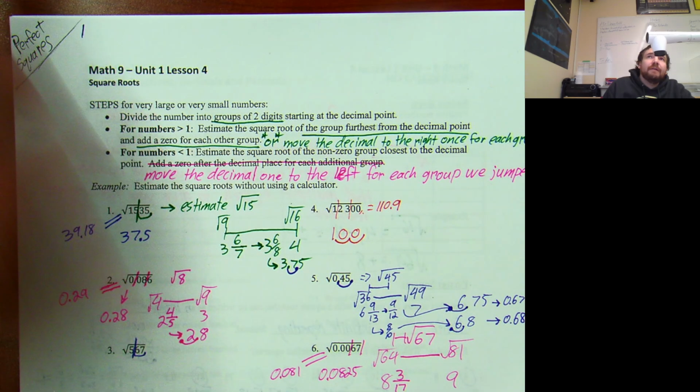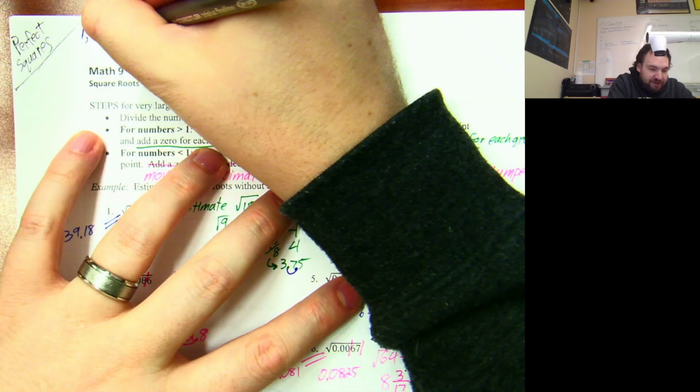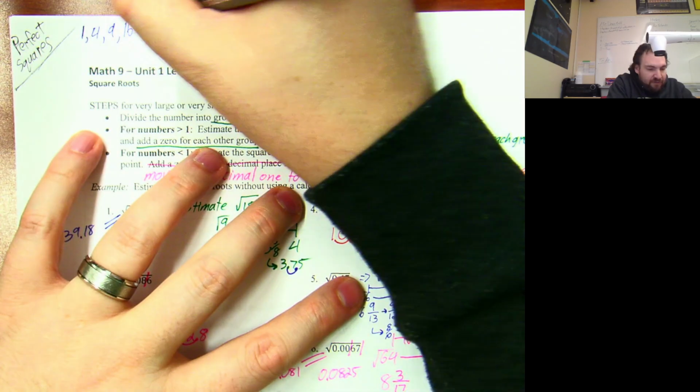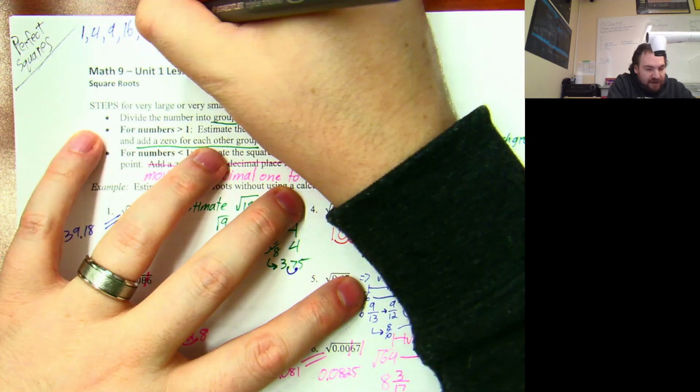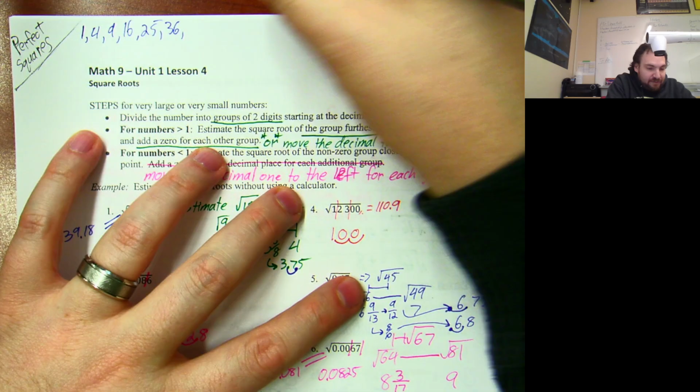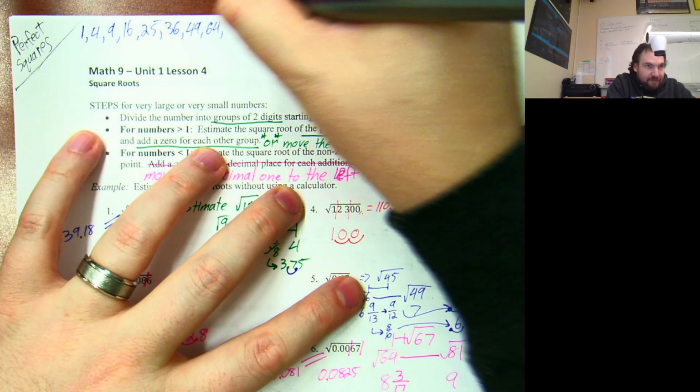4 is 2 times 2. 3 times 3. 4 times 4. 5 times 5. 6 times 6. 49, 7 times 7. 64. I hear it from a few places. It's good.